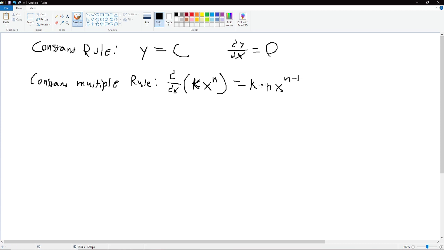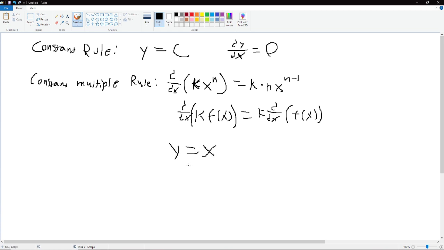Now, I would just like to point out, this does not only work for power functions, this works for any function. If you have k f of x, and you are getting the derivative of this, you can just pull out this k, and it's equal to k times the derivative of f of x. This works for everything. I feel like this is most easily shown within linear functions, as say we have y equals x, then we know that dy dx using our power rule is going to be equal to 1.